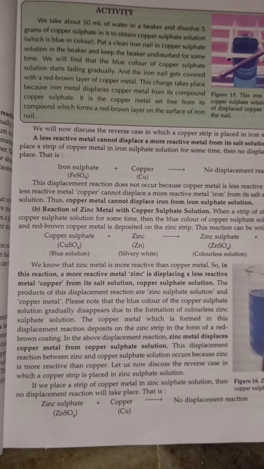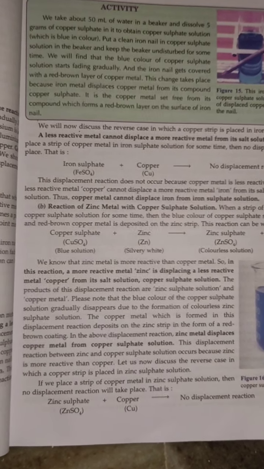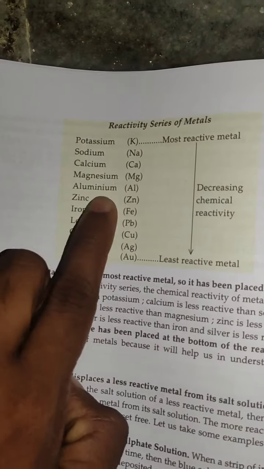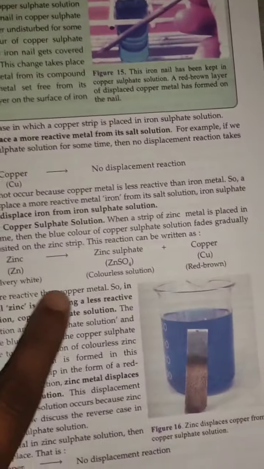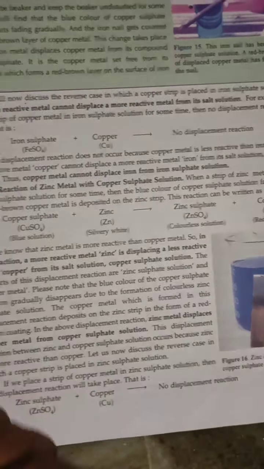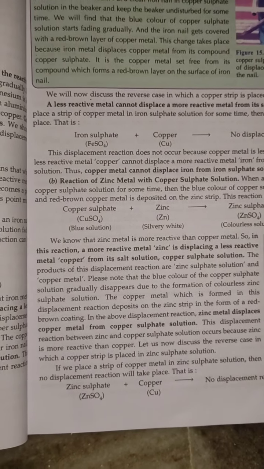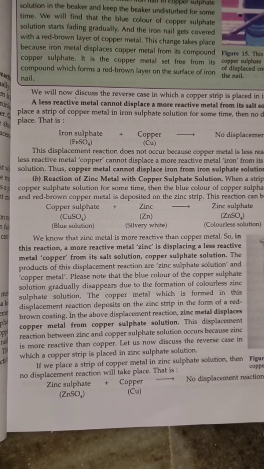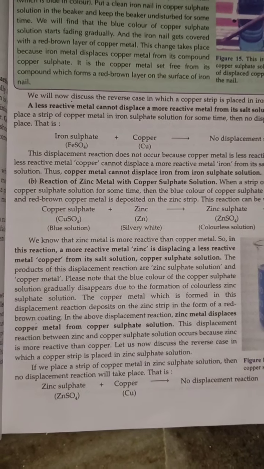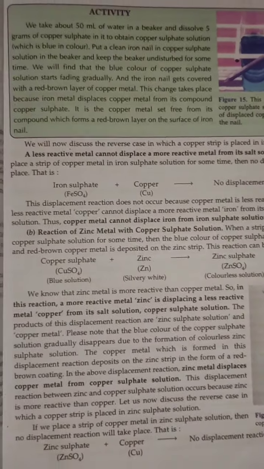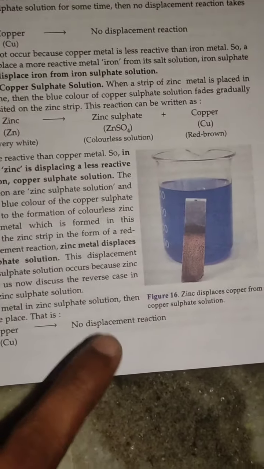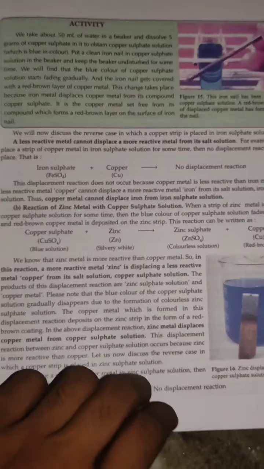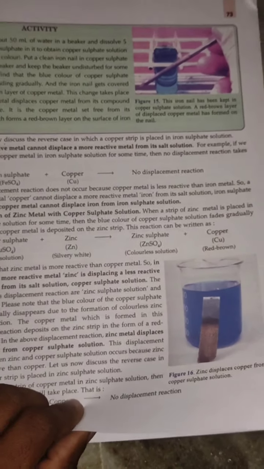The next one is the reaction of zinc metal with copper sulfate. Where is zinc? Zinc can displace copper from copper sulfate, so zinc sulfate plus copper is formed. We know that zinc is more reactive than copper, so in this reaction the more reactive zinc displaces the less reactive metal. Displacement means a higher reactive metal displaces a less reactive metal. Similarly, with zinc sulfate plus copper, no displacement reaction takes place.